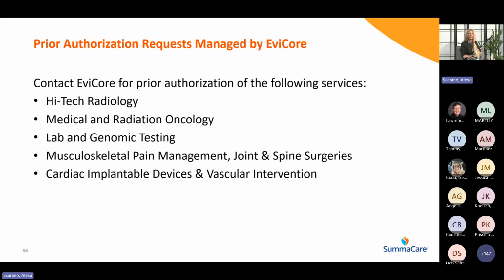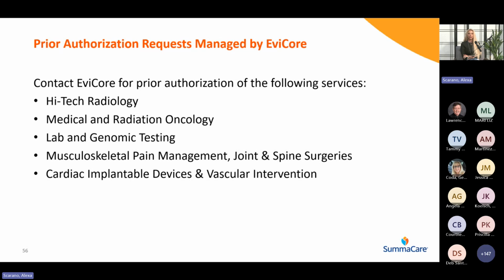And just a few things to highlight that EviCore does process for us. They do process high-tech radiology, medical and radiation oncology, lab and genomic testing. And then again, the two programs that I just mentioned and went over is the musculoskeletal pain management, joint and spine, and the cardiac implantable device and vascular intervention. Those are the types of requests that go to EviCore. And again, our prior authorization tool will also help guide you.